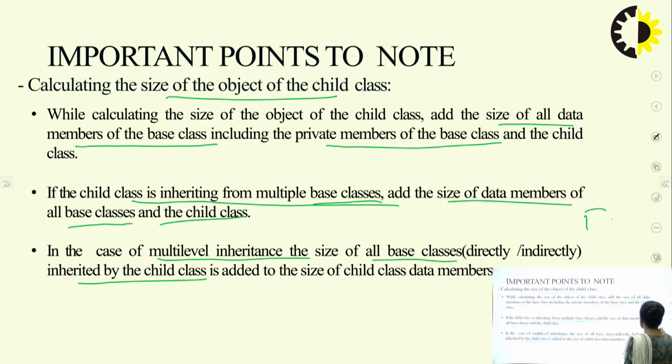For example, we have A which is inherited by B, which is inherited by C. So if you want to find the size of an object of class B, it will add up the size of all members from which it is inheriting as well as the size of all members of that particular derived class. The total value will be the size of the object of a derived class, let us say C. That is in the case of multilevel inheritance.